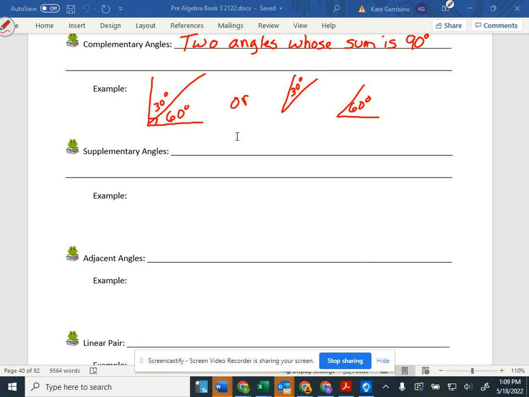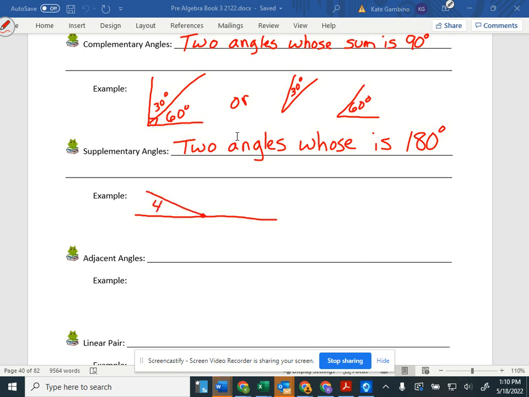Who remembers what supplementary angles are? Caitlin. Two angles where the sum is 180. Two angles whose sum is 180 degrees. So again, they could be next to each other. We know a straight angle is 180 degrees. So it could be something like this, where we have 40 degrees and 140 degrees. They are supplementary. I can see that they make a straight line.